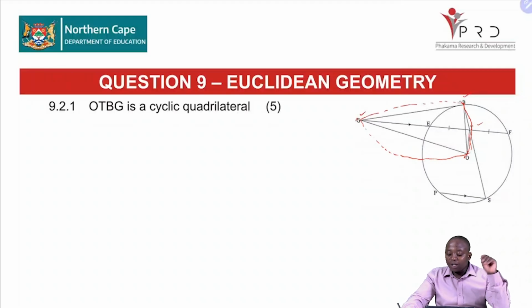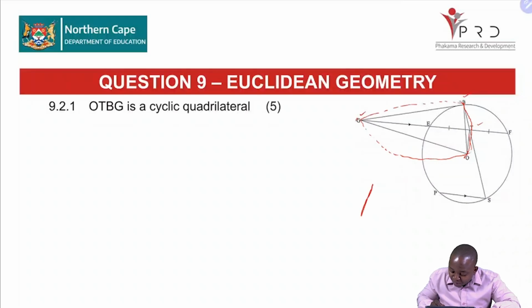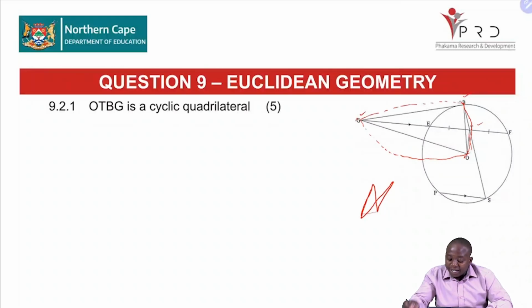Now, to prove a cyclic quad, remember, we can prove that opposite angles are supplementary. We can prove an exterior angle of a cyclic quad. We can prove our bow tie. If you remember, what is a bow tie there? We can prove the angles subtended by the same chord or the same arc. Can you prove this one? No, I cannot see this shape. This cannot work for me.